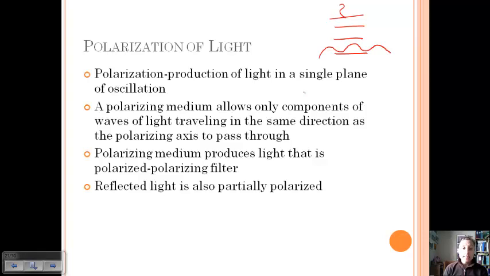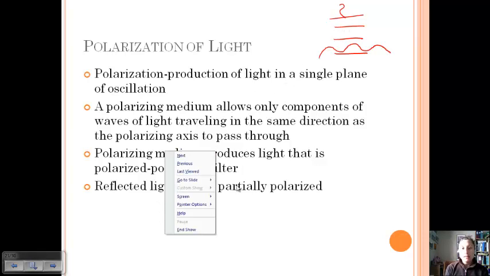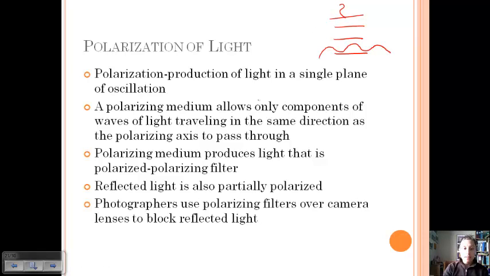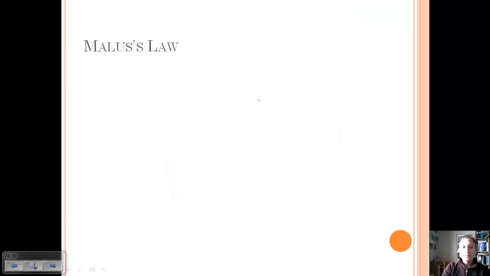And then the reflected light, something that would be hitting it, would also be partially polarized. So photographers can use polarizing filters over camera lenses to block reflected light. They can also block certain other colors or types of light and make a photograph look different.